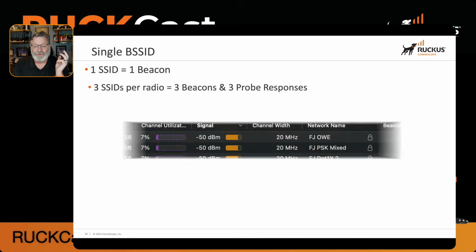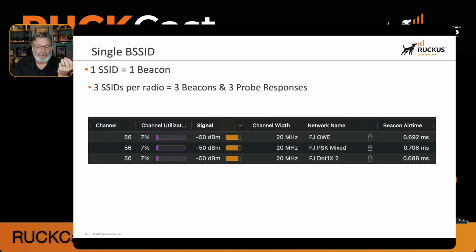What that looks like, in a 5 gigahertz capture, is that we have 3 beacons. This is part of my lab on channel 56, 20 megahertz wide, and you've got a Fast Jimmy OWE, a Fast Jimmy PSK mixed, and a Fast Jimmy .1X. That's the FJ. So we're looking at basically the 3 types of security that you would have.